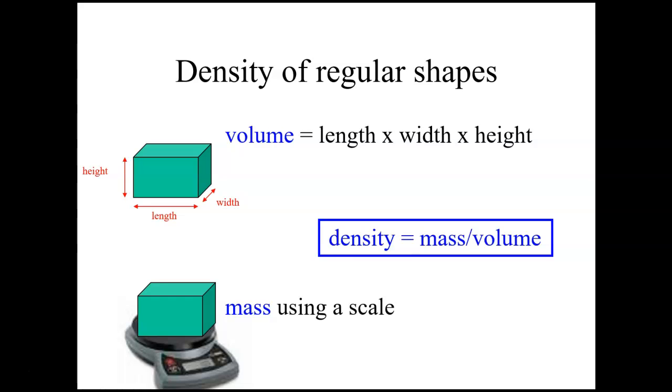Okay, so to find the density, we need to know two things, the mass and the volume. If it's a regular shape, like a cuboid, like above there, if you remember from year 8 maths, to find the volume of that shape, you multiply the height by the length by the width. So we can measure the volume quite easily by measuring the height, the length, and the width. And the mass, we can find using a scale or a balance. Then we just do density is mass divided by the volume.